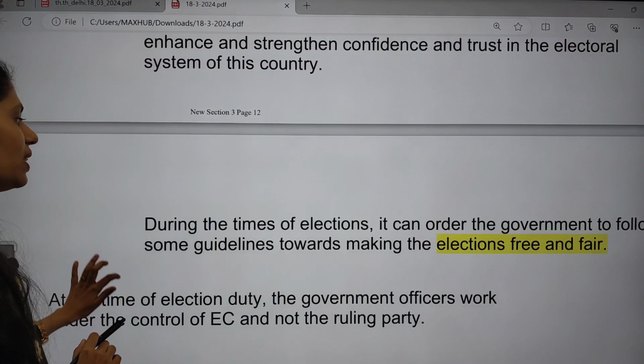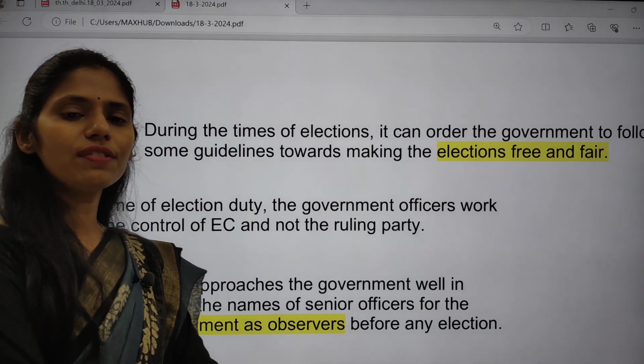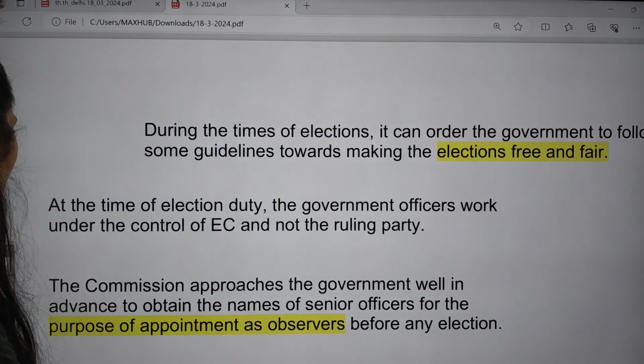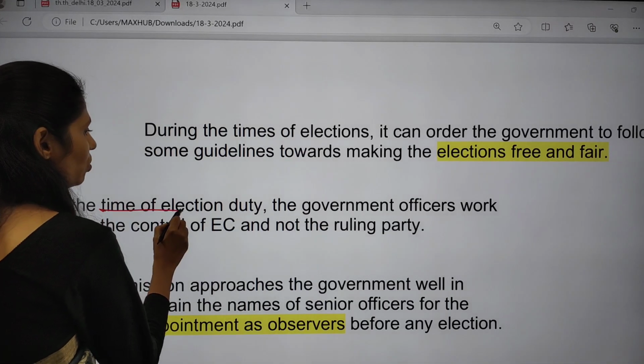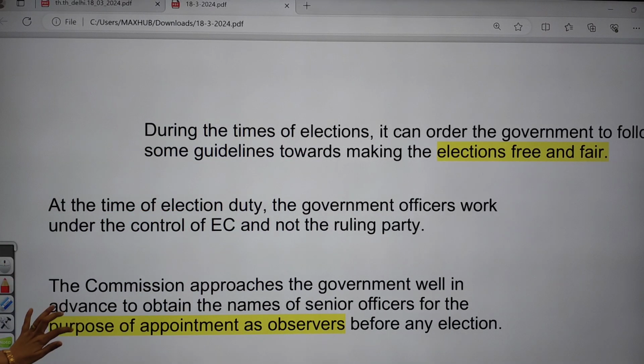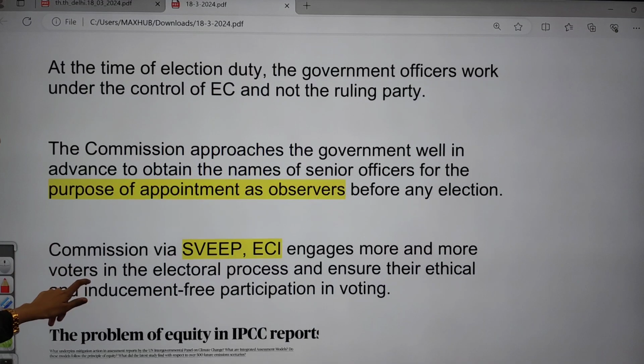And apart from that, during the times of elections, it can order the government to follow some guidelines, because it is the responsibility of the Election Commission to ensure free and fair elections. At the time of election duty, government officers work under the control of the EC and not under the control of the ruling party. So this is a thing that you have to remember.